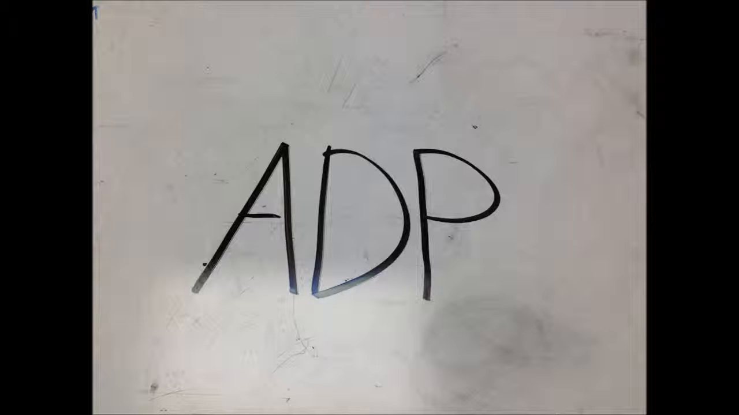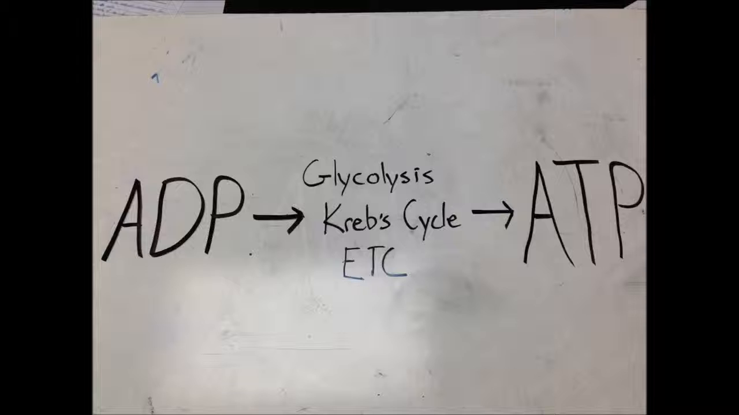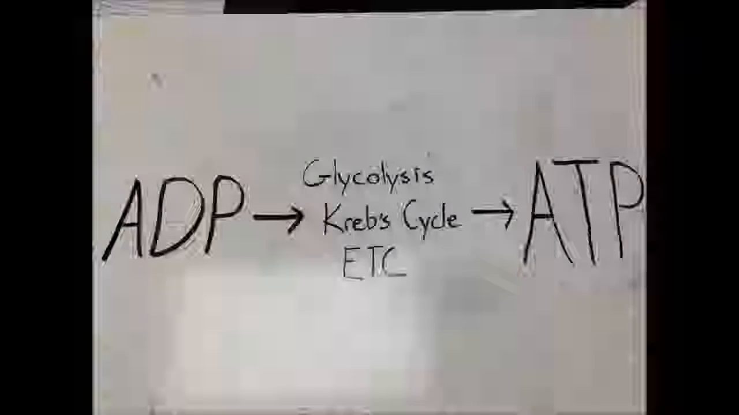The ATP then becomes ADP, or adenosine diphosphate. ADP is used in glycolysis, Krebs cycle, and etc. to produce more ATP. Then the entire process is repeated again.